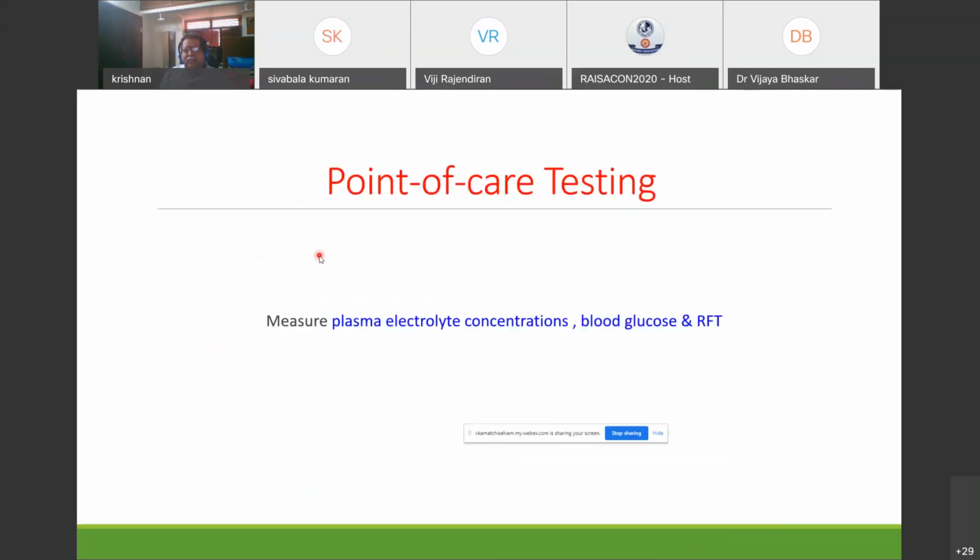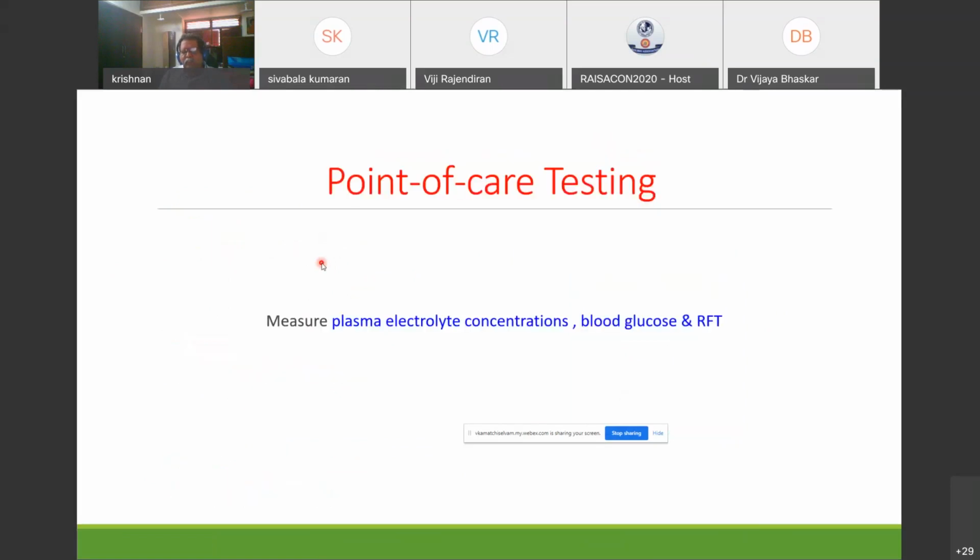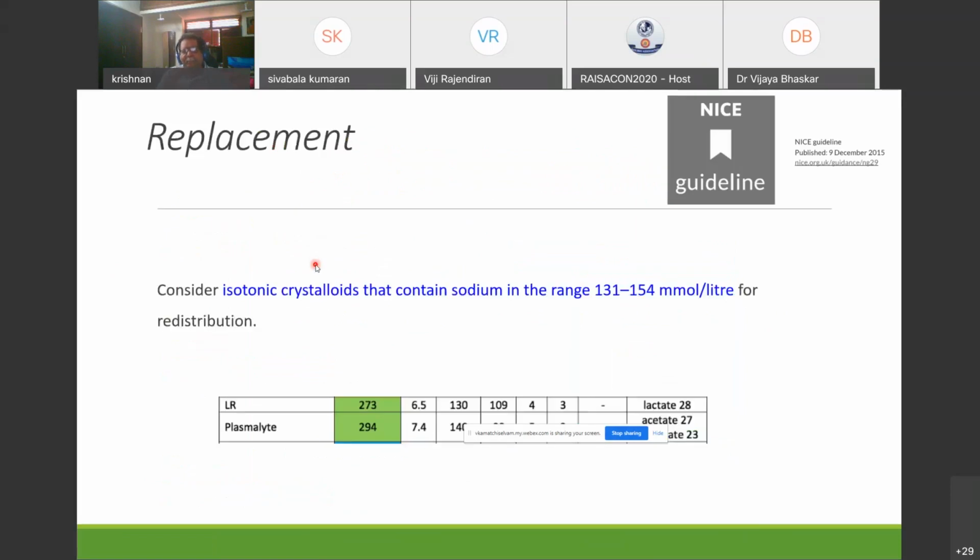So that is the reason when we resuscitate, we always take point of care testing like the plasma electrolytes, blood glucose, and RFT. Then when you get the results, based on the serum osmolarity or serum sodium level, you decide on what type of fluid you're going to give. But resuscitation should not wait for all these investigations.